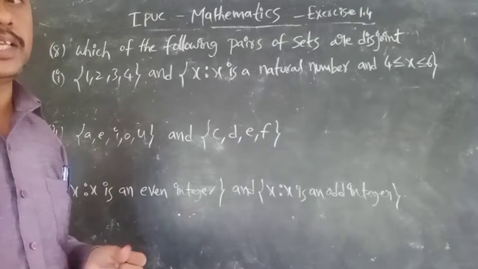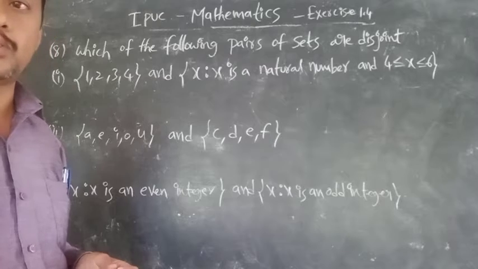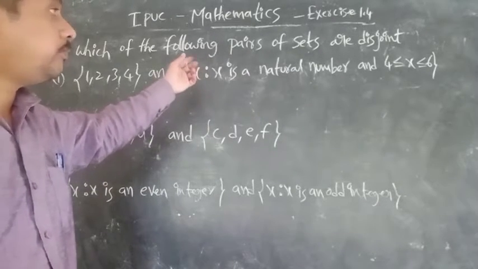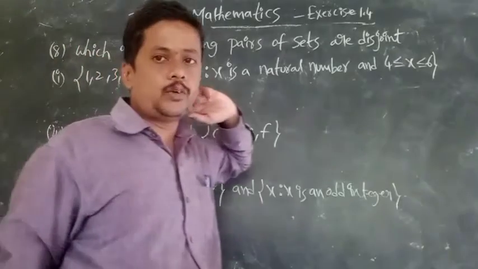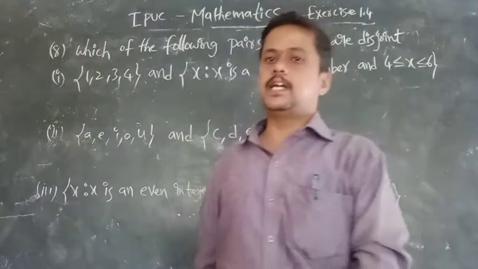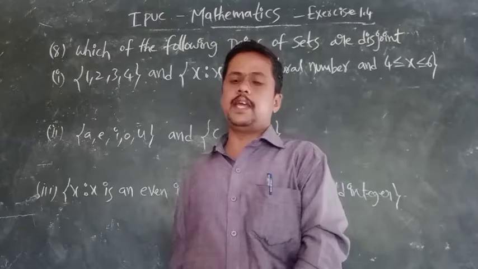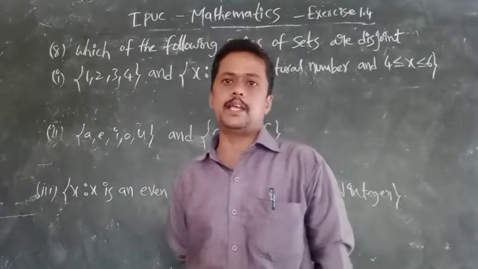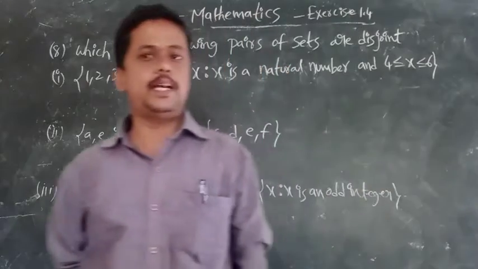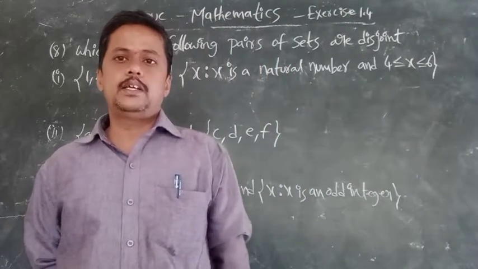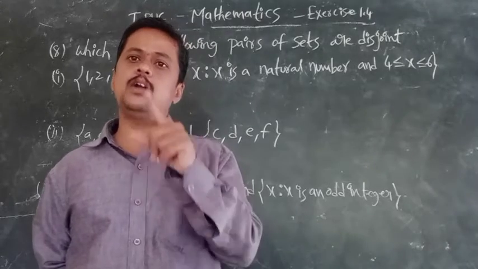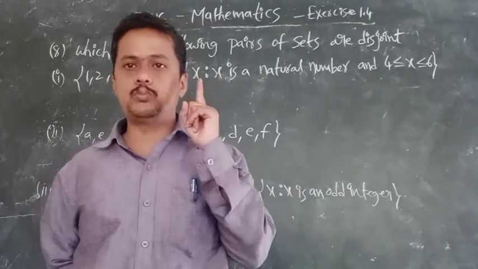We have to identify which pairs are disjoint. Disjoint means what? I have already told you, it is a very important concept. If A intersection B is equal to pi (the empty set), then we can say that A and B are disjoint. So to prove that a pair of sets is disjoint, we have to show that A intersection B is equal to pi.